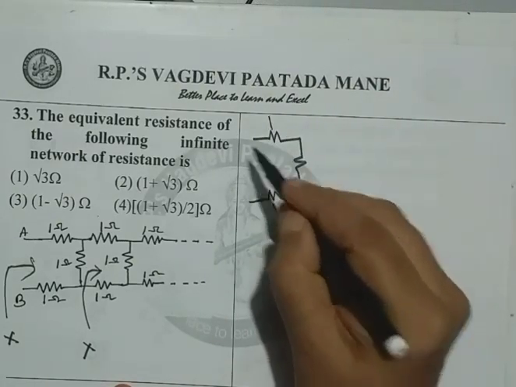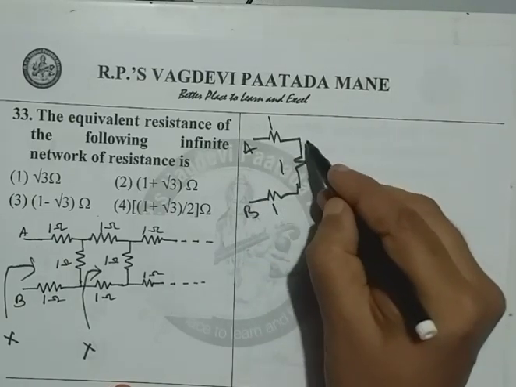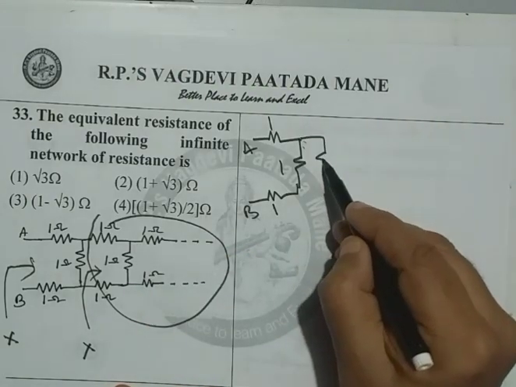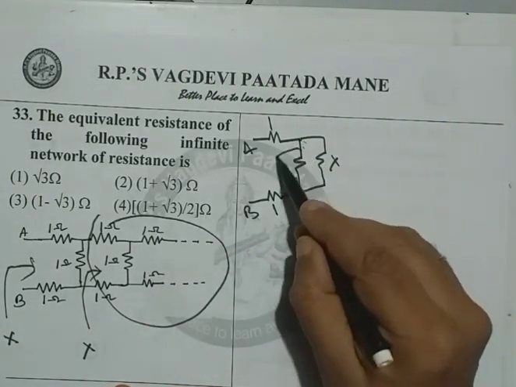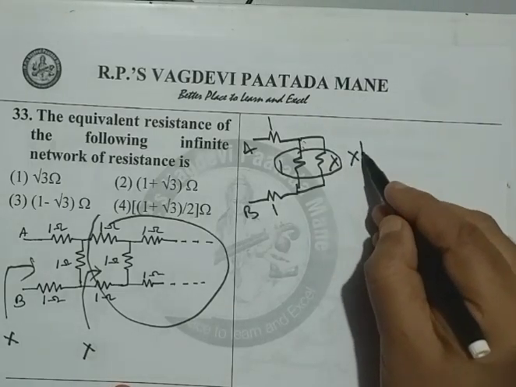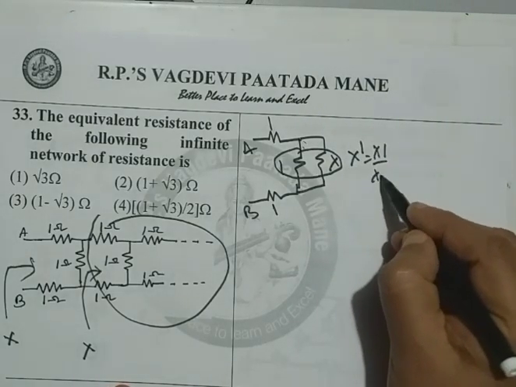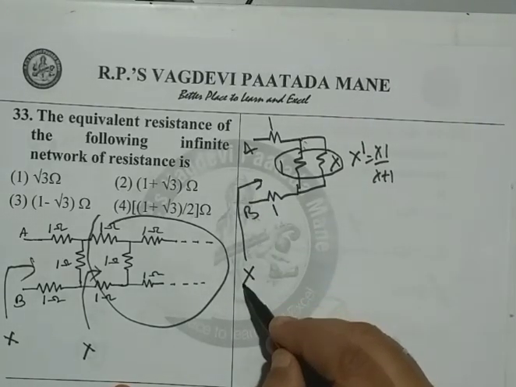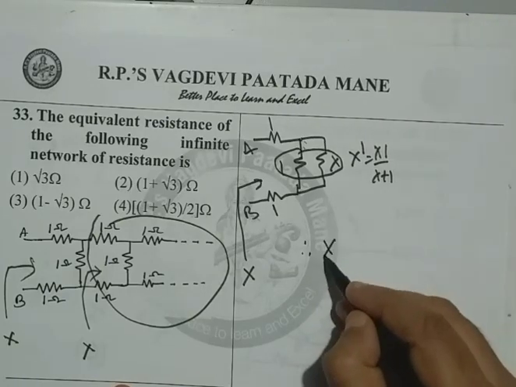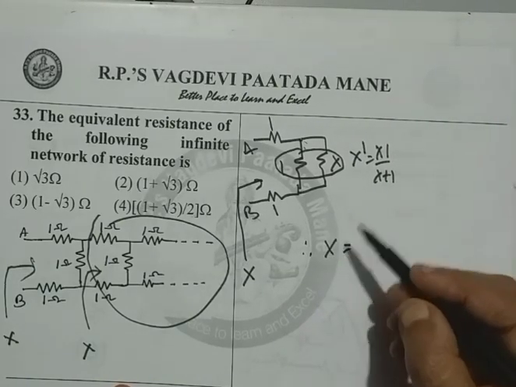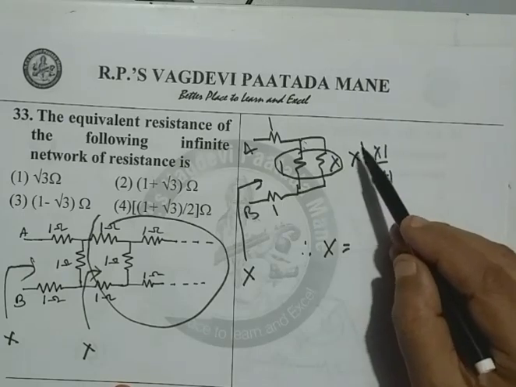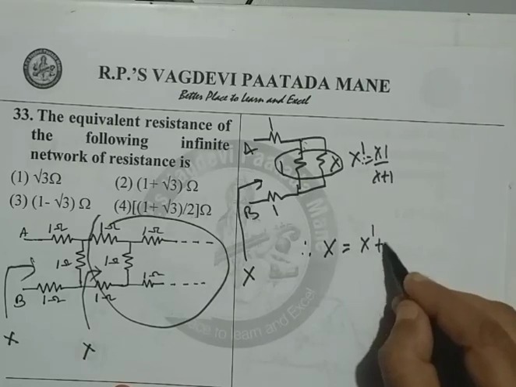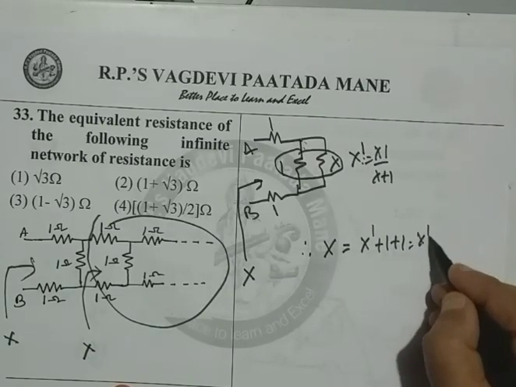This is 1, 1, A, B, this is 1, and all the remaining part can be written as X. So these two are in parallel. I can call it X dash, X into 1 by X plus 1 effective resistance. But as we see it from AB, that is also X. Therefore, I can simply write X equals the parallel combination of X dash, series combination of X dash with 1 and 1, that is X dash plus 1, which is X dash plus 2.